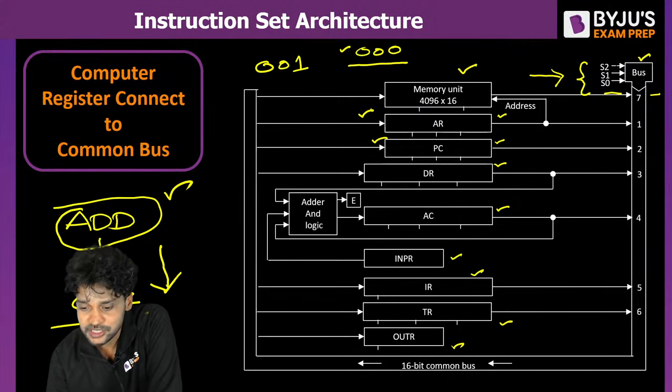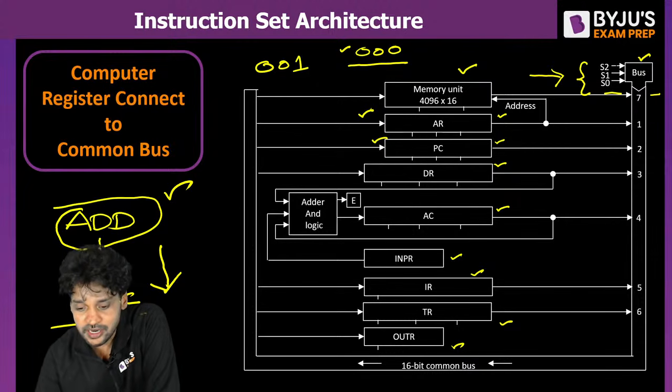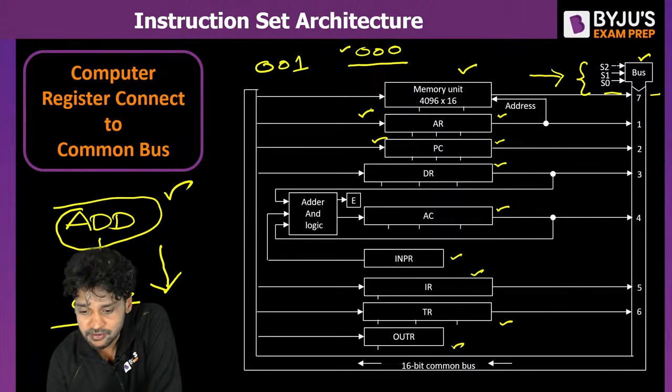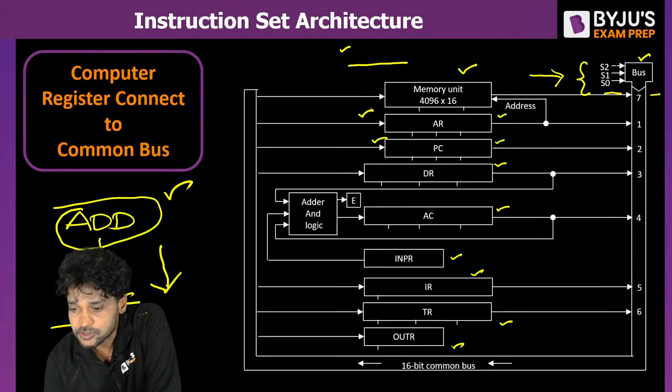And one more thing that you need to understand at this point is, every register is going to have 3 inputs. What are those? Let me show you.